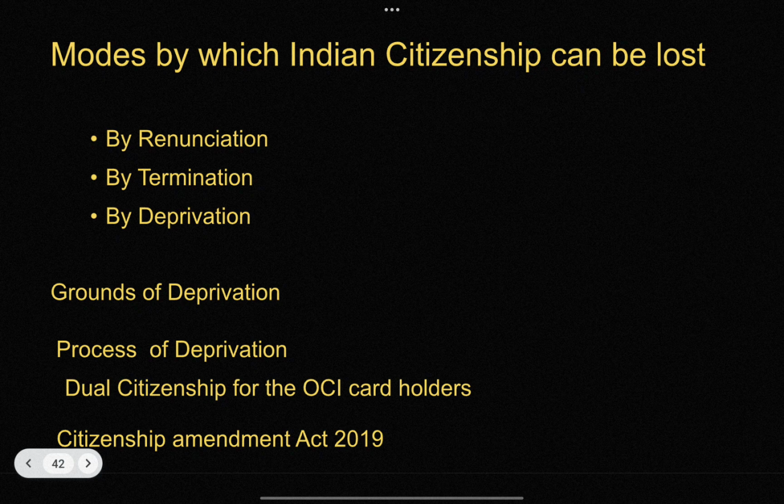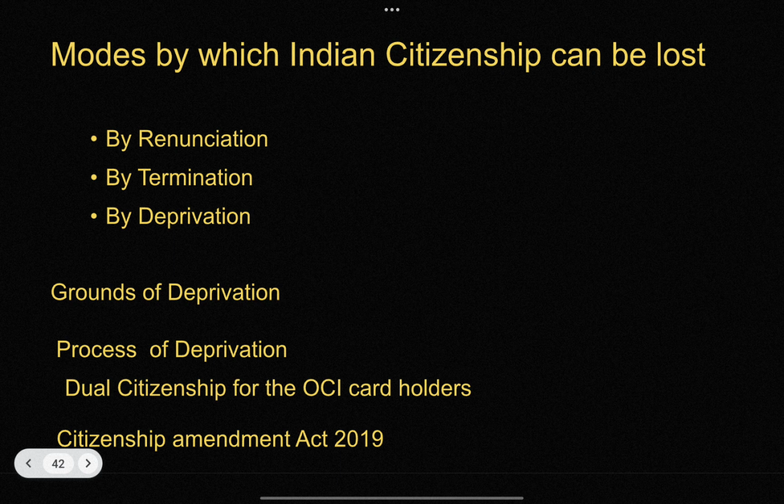Now we are going to discuss the dual citizenship for the OCI card holder. The very first step was taken in the year 2003 when the Citizenship Amendment Act 2003 provided dual citizenship for the PIOs living in 16 countries. The Citizenship Amendment Act 2005 provides for dual citizenship for the PIOs and OCIs across the globe. In the year 2015, the PIO card scheme was merged with the OCI card scheme.